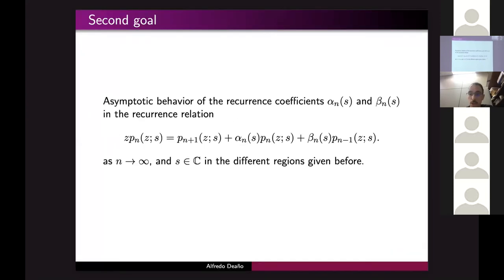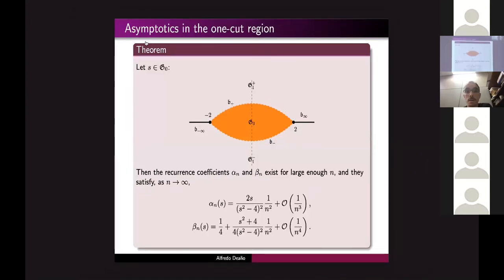The simplest one is the one-cut region, inside this lens, which we call G0. Then you have a very standard asymptotic expansion for the recurrence coefficients, in inverse powers of n or n squared, depending on which one of the coefficients. And the coefficients will depend on S. So they change, but this kind of asymptotics is valid anywhere inside this open region. So it's a one-cut case, the simplest one.